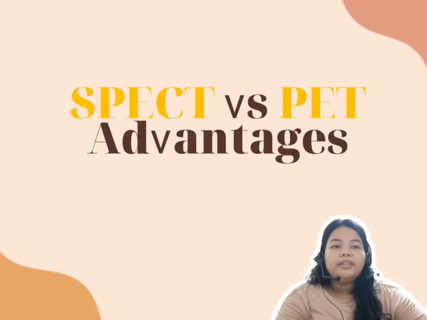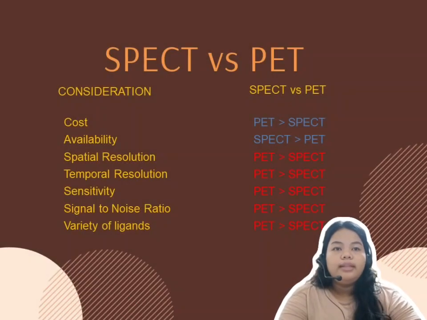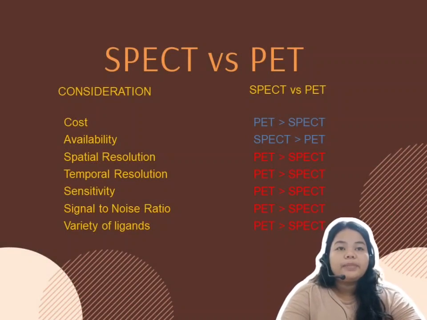SPECT versus PET advantages. SPECT is less expensive than PET to build and maintain. SPECT is non-invasive while PET scan requires arterial sampling, which is invasive. Listed here is the summary of SPECT versus PET in terms of its costs, availability, spatial resolution, temporal resolution, sensitivity, signal-to-noise ratio, and variety of ligands.